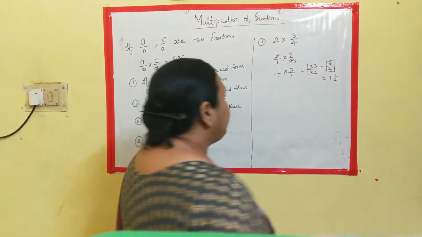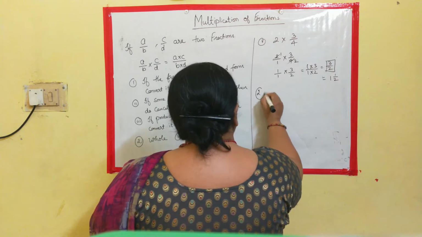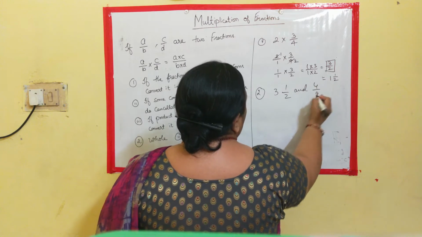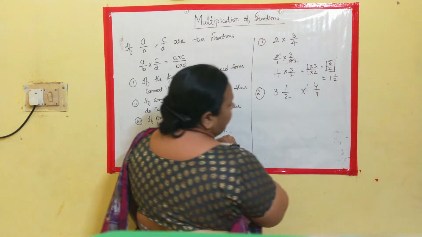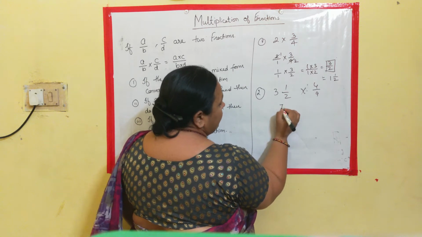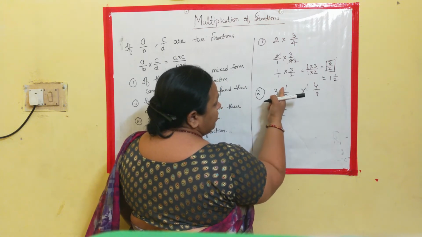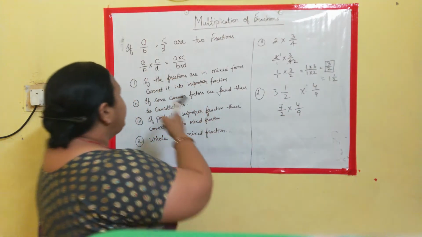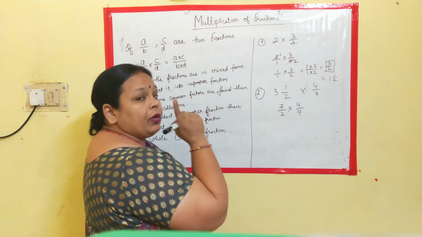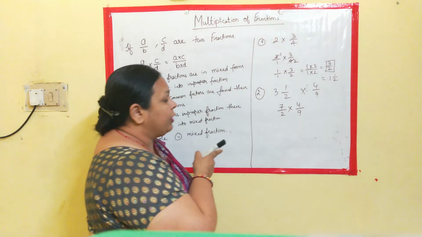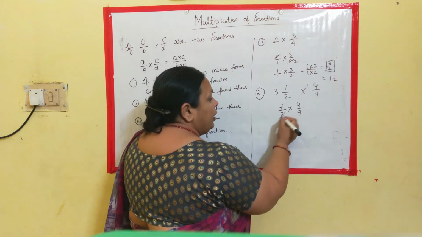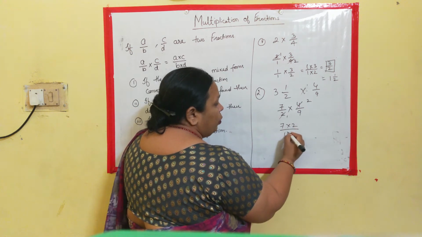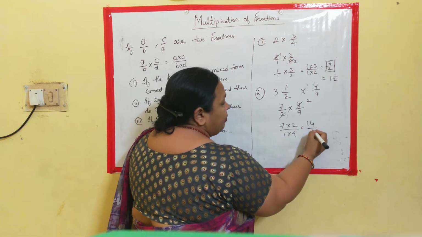Now to take the example of a mixed fraction, it goes something like this. 3 1 by 2, multiplied by 4 by 9. So 3 1 by 2 is nothing but 7 by 2. 2 threes are 6 plus 1 is 7. 7 by 2 into 4 by 9. So the first step we have done: we have converted the mixed fraction into an improper fraction. And now we will be doing the cancellation. Then 7 into 2 and 1 into 9 gives 14 by 9.